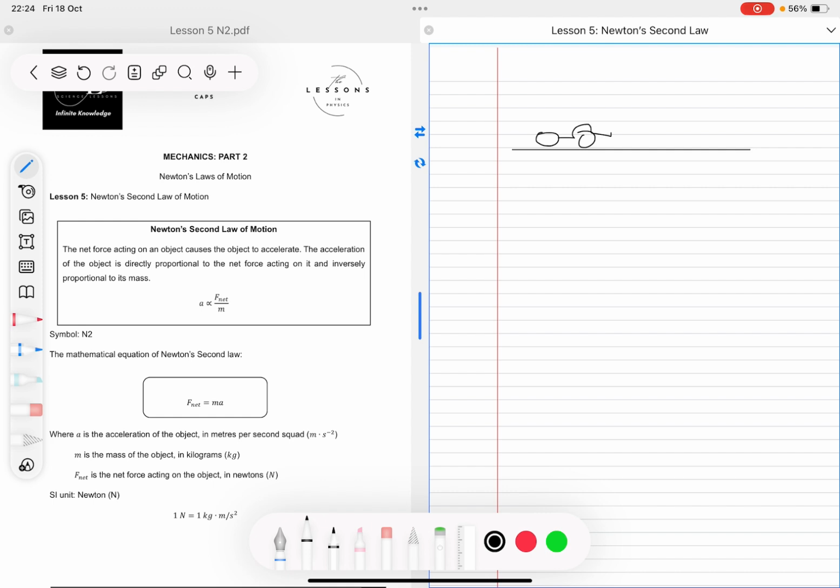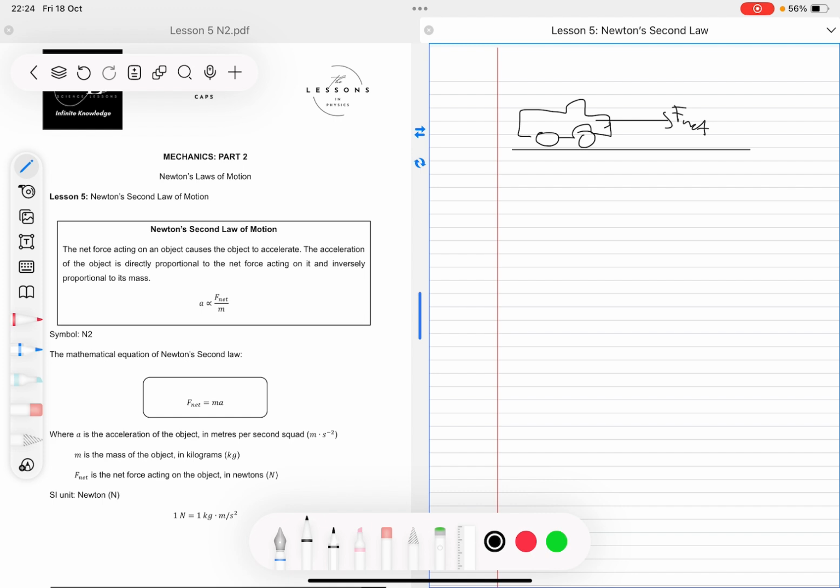Let's say we have a car that experiences the net force in this direction. Remember that the net force is the vector sum of all the forces acting on an object. Please be sure to check out lesson 1 where we explain the net force.